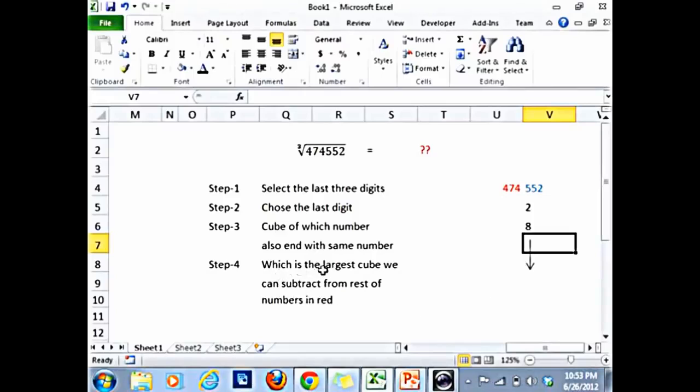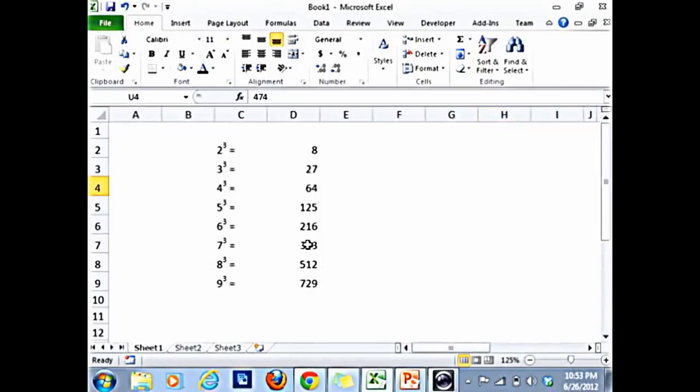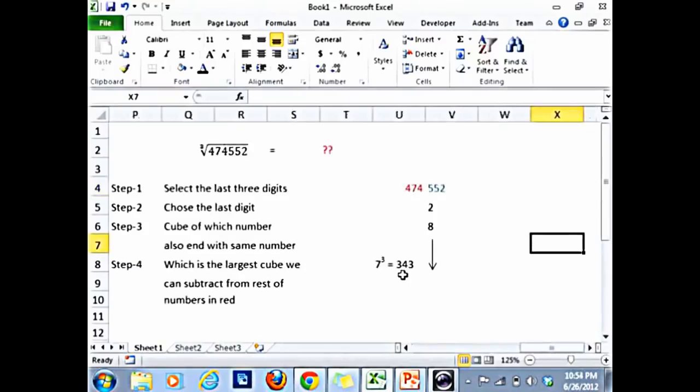Now which is the largest cube we can subtract from the rest of the number in red? I have 474. If I go back to my table, the largest cube I can subtract from 474 is 343. We know that 7 cube is 343 and 8 cube will be larger than 474, so we can only select 7. So I write 7 here, and then we have 8. So 78 is your answer.